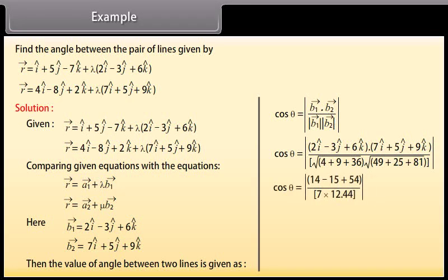Cos theta equals modulus of 14 minus 15 plus 54 divided by 7 into 12.44, which equals modulus of 53 by 87.08. Theta equals cos inverse of 53 by 87.08. Theta equals 52.51 degrees.